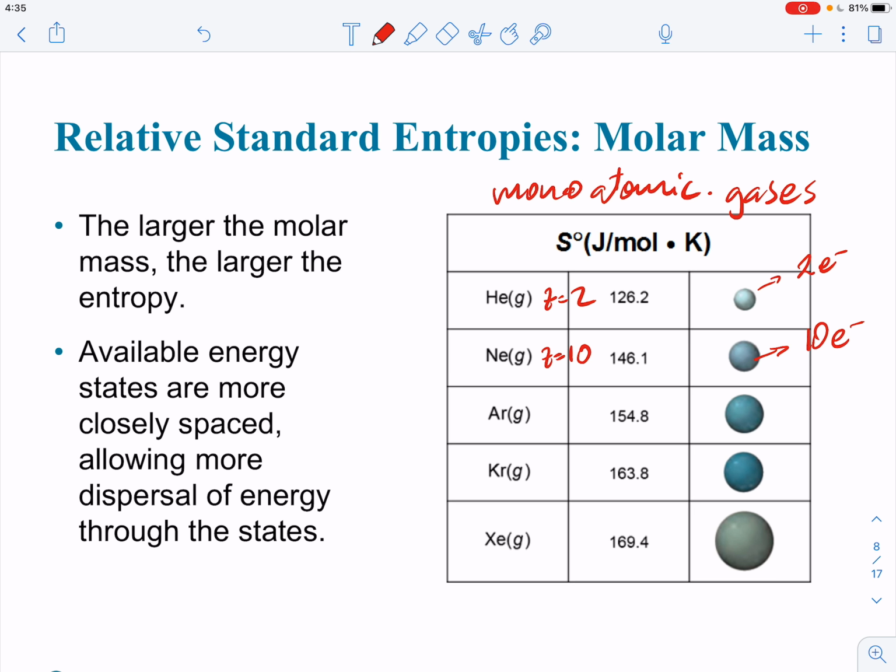If you look at argon, I think it's 36. So for argon, you have even more electrons here. Wait a minute, I'm not sure about this.